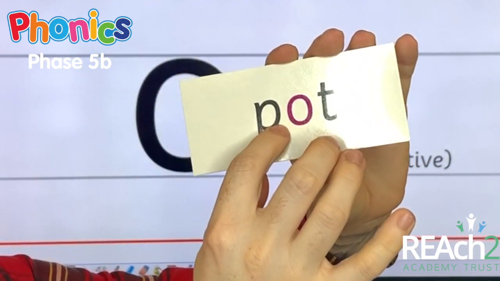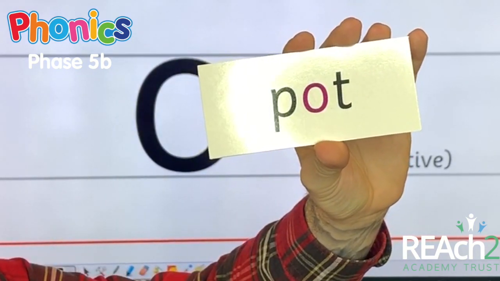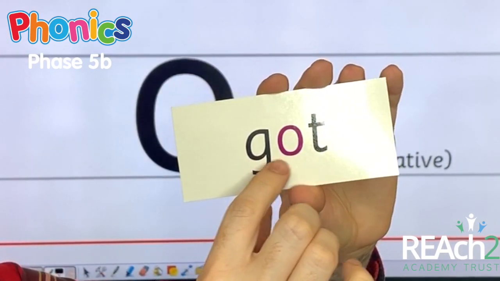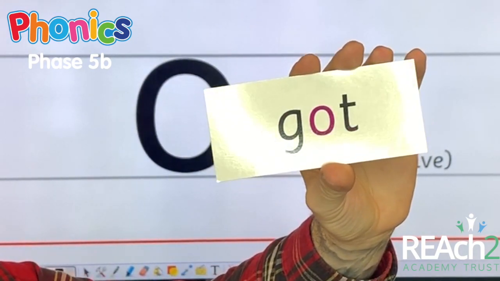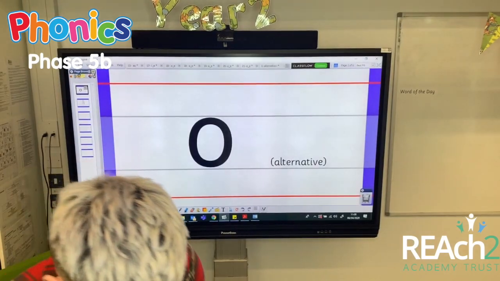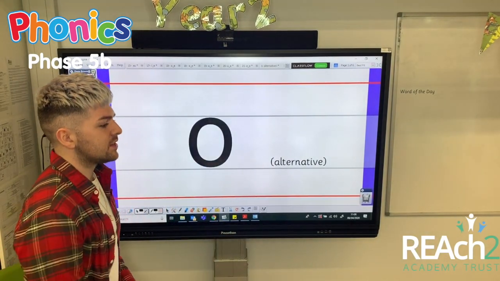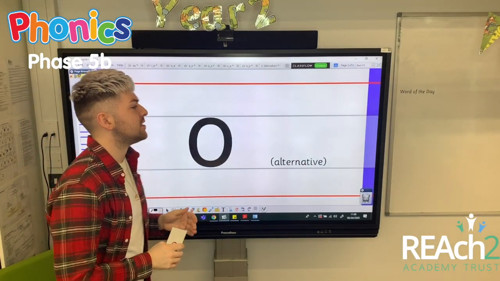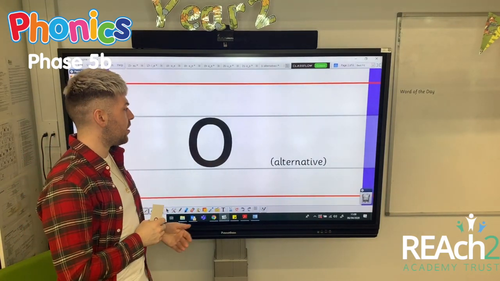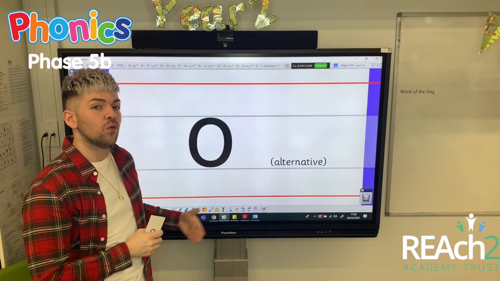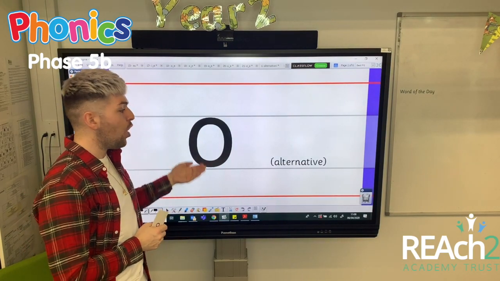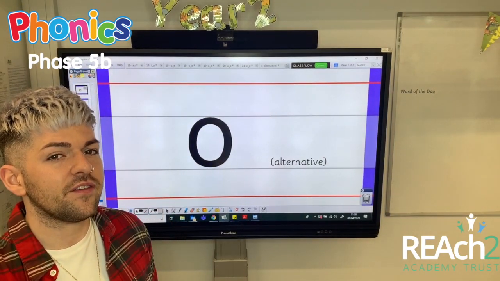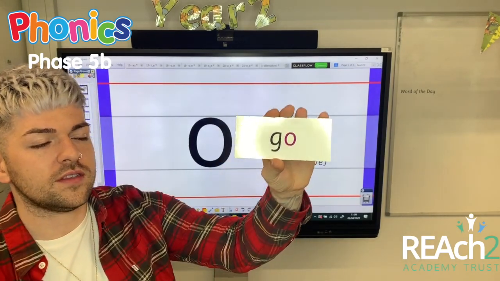Next one, pot, like a cooking pot. And the last one, got. Okay. Today, however, we're going to have a look at pronouncing that a slightly different way, and we are going to pronounce that as an O today. So just like its letter name, O. So let's have a look at these words here, but this time I want you to have a go at pronouncing it as an O sound.